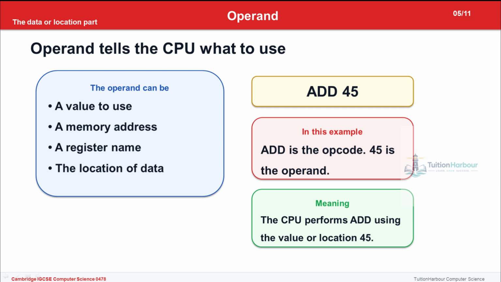Operand. The operand tells the CPU what data or location to use. It may be a number, a register, or a memory address. In add 45, 45 is the operand. It is the value used by the add operation.